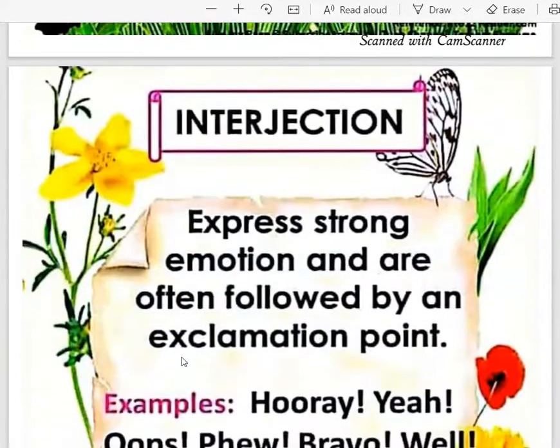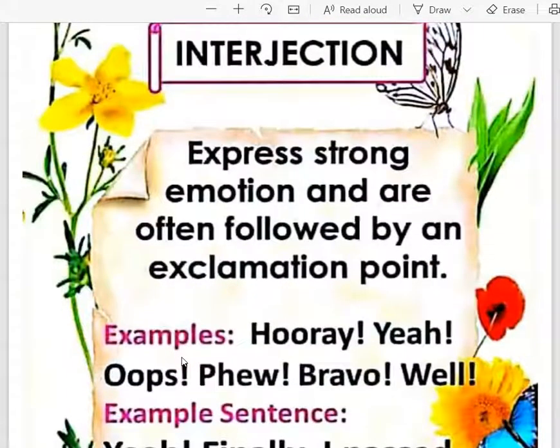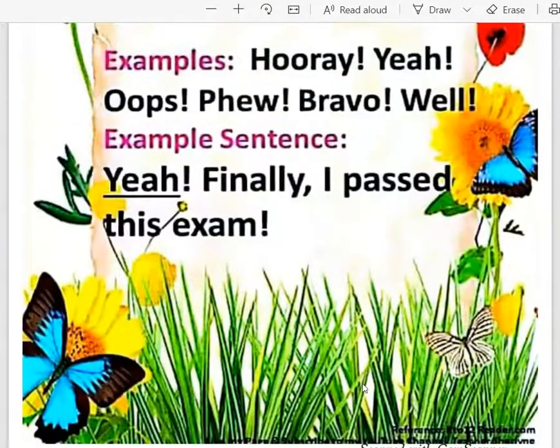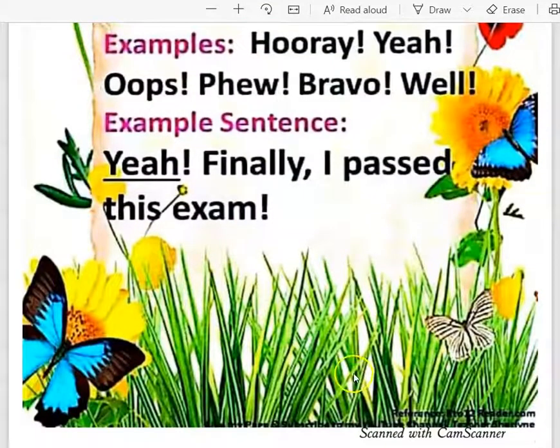The last one is interjection, which expresses strong emotion and is often followed by an exclamation point. An exclamation mark, wherever you see an exclamation mark, that is an interjection because it is an emotion. So hooray, yay, oops, phew, bravo, and well. For example, yay, finally I passed the exam. So the excitement, the emotion of a person, how is it? Yay, finally I passed the exam. These were the parts of speech.